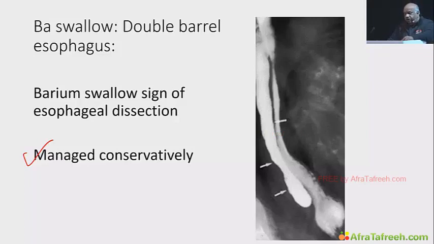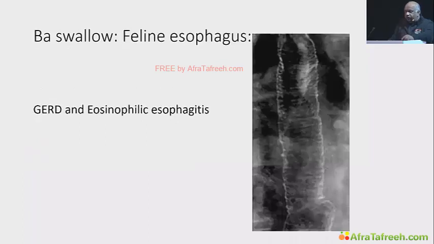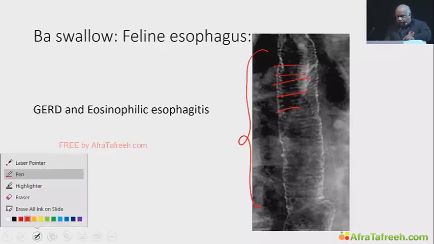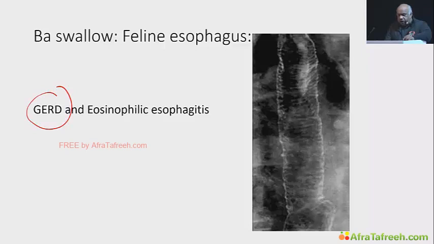So this is double barrel esophagus. Feline esophagus, as you already know, question has already been asked. Multiple transverse lines in esophagus. And where do you get this? This we get in GERD and eosinophilic esophagitis.